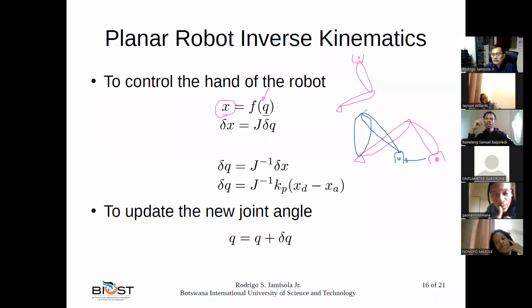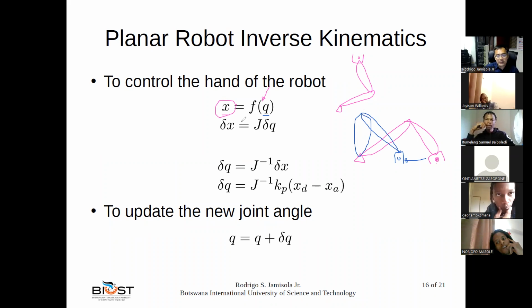I have a question. Just to clarify for myself, the difference between forward kinematics and inverse kinematics is that in inverse kinematics you are specifying the movement of the hand, while in forward kinematics you are specifying the movement of the joints. Do I have that correct? Exactly. Okay, thank you, sir.